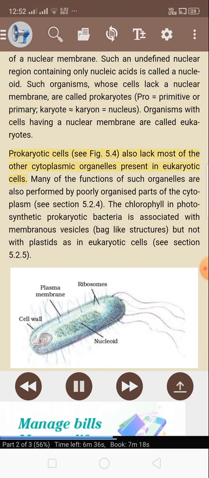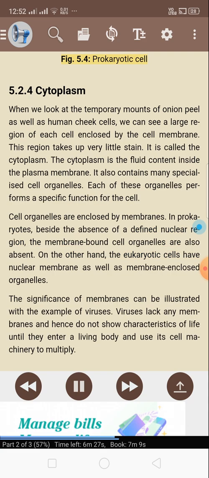Prokaryotic cells, see figure 5.4, also lack most of the other cytoplasmic organelles present in eukaryotic cells. Many of the functions of such organelles are also performed by poorly organized parts of the cytoplasm, see section 5.2.4. The chlorophyll in photosynthetic prokaryotic bacteria is associated with membranous vesicles, bag-like structures, but not with plastids in eukaryotic cells, see section 5.2.5. Figure 5.4, prokaryotic cell.